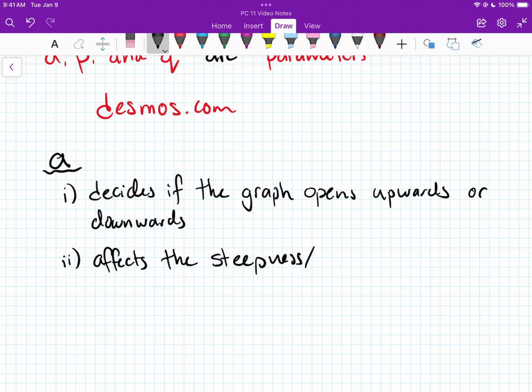Some people also think of it in terms of the width, and that's also a totally reasonable way to think about it. So the bigger your a value, the skinnier your parabola gets. If you have a really small a value, you get a very wide or shallow parabola. Okay, so that's a.